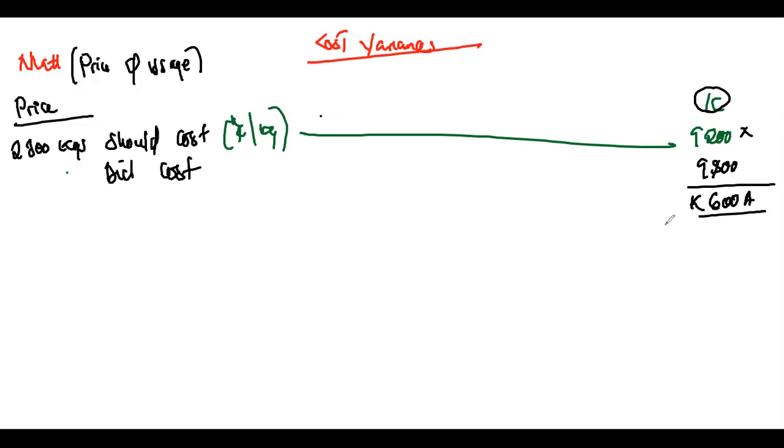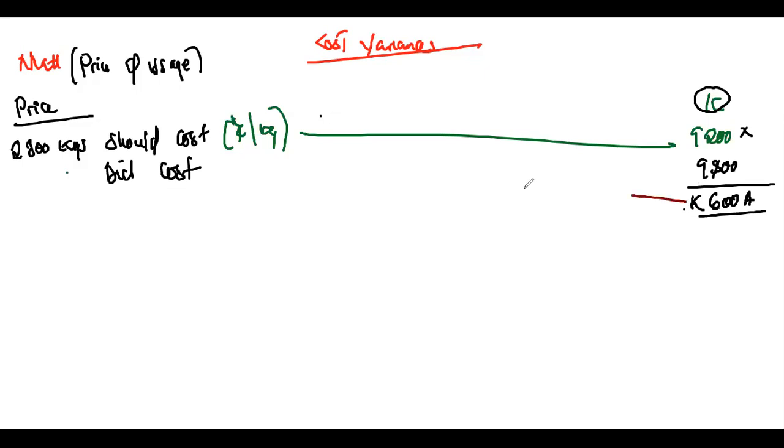Okay. So now, what we are interested in is not just the number. The examiner usually is interested in you telling them the reason for this variance. What could make the price variance to be adverse? So there we go. What can make this price variance to be adverse?